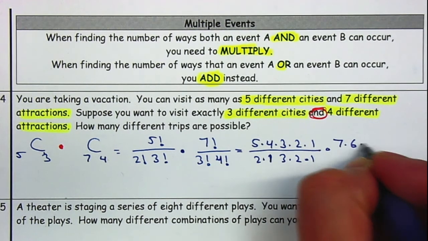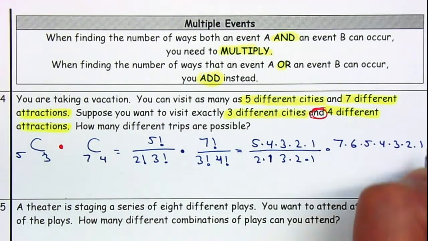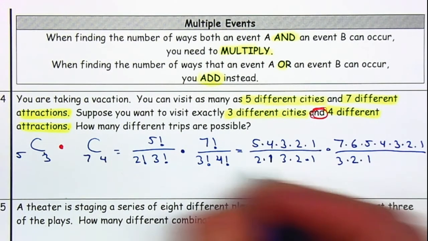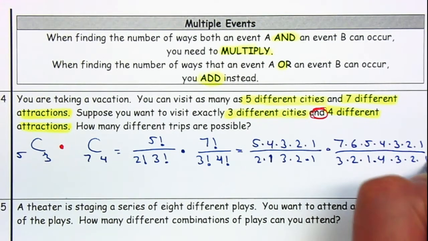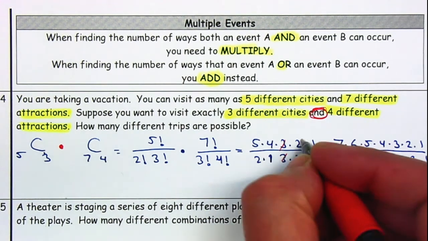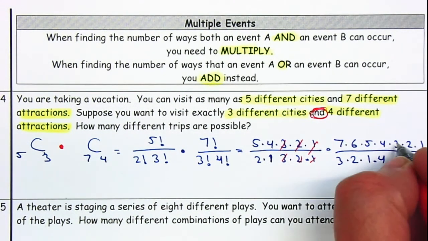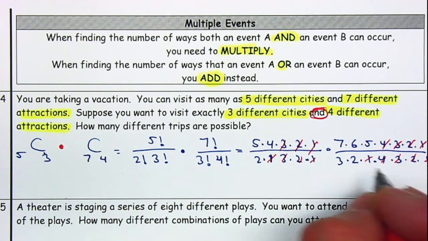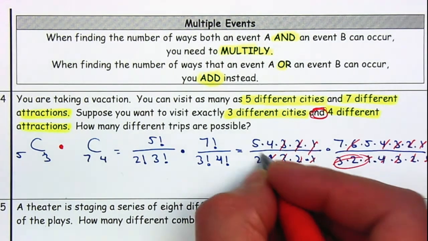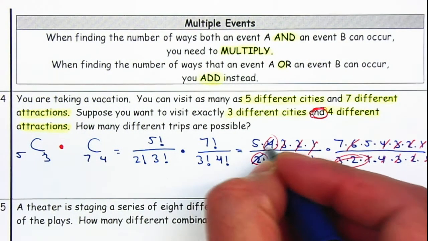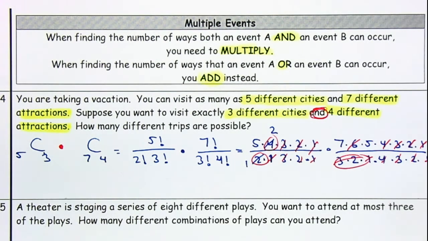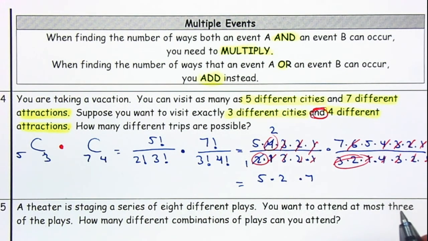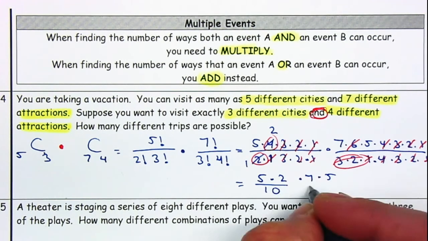Multiply 7 times 6 times 5 times 4 times 3 times 2 times 1. Denominator will be 3 factorial, which is 3 times 2 times 1, and 4 factorial, which is 4 times 3 times 2 times 1. So the 3 cancels, the 2's cancel, the 1 cancels. The 4's cancel, the 3 cancels, the 2 cancels, the 1 cancels. We don't need the 1 on the bottom. 3 times 2 is 6, that cancels. I can reduce the 2 and the 4, divide by 2, gives me 2, gives me 1. So what do I have left? 5 times 2 on the first one, and then 7 on the second one. 7 times 5 gives me 35.